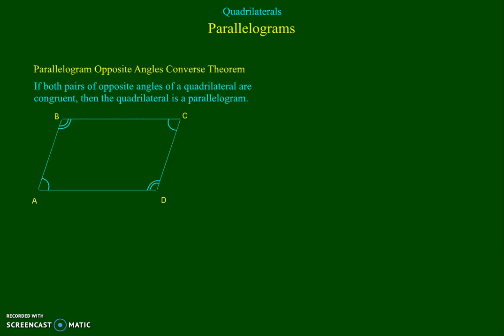This is part 4 of the series Quadrilaterals, and we're going to start this section with the parallelogram opposite angles converse theorem, which says if both pairs of opposite angles of a quadrilateral are congruent, then the quadrilateral is a parallelogram. Now this one might not be so easy to see as the opposite sides converse was, so let's go ahead and take a look at this theorem.